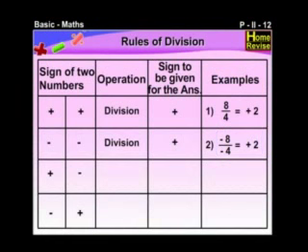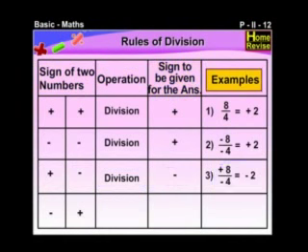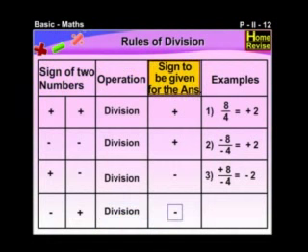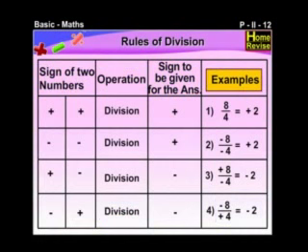Third rule of division, if the first number is plus and the second number is minus, that is negative, then after the division of the two numbers, give the negative sign to the final answer. Take one example, plus 8 upon minus 4 is equal to minus 2. The last rule of division, if the first number has a minus sign and the second number has a positive sign, that is plus sign, then after the division of the two numbers, give the negative, that is minus sign, to the answer. For example, minus 8 upon 4 is equal to minus 2.